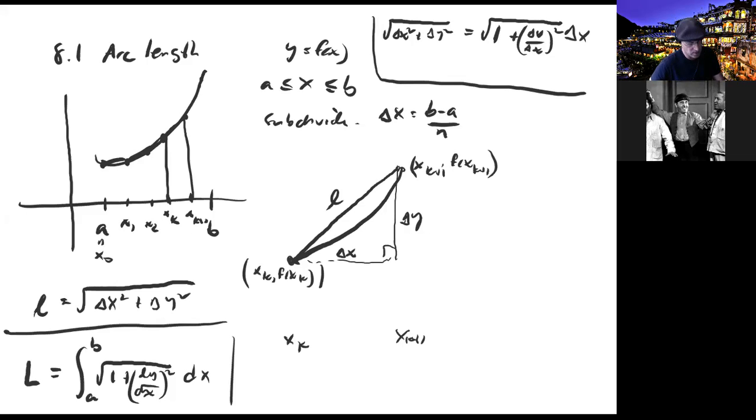Now, arc length is typically hard to compute because of this pain in the neck square root. So a lot of examples you won't be able to compute. So the book specifically gives you examples that can be computed. So I'm just going to do a few examples.